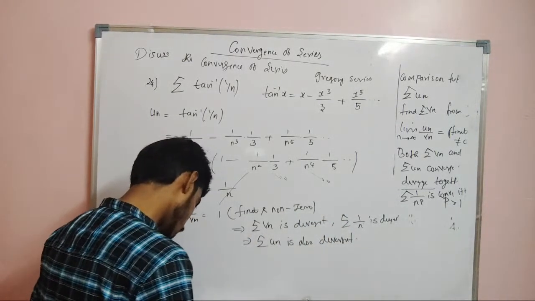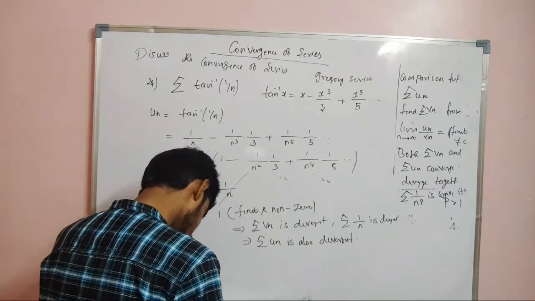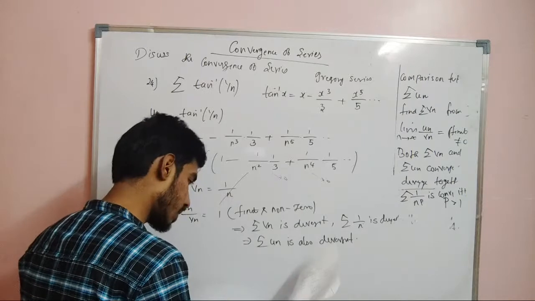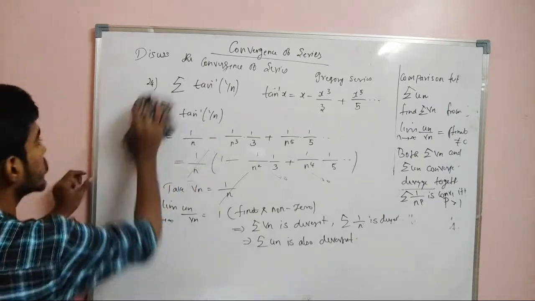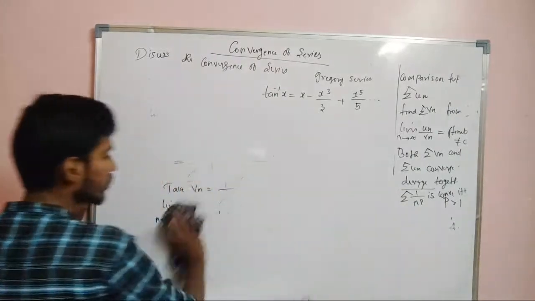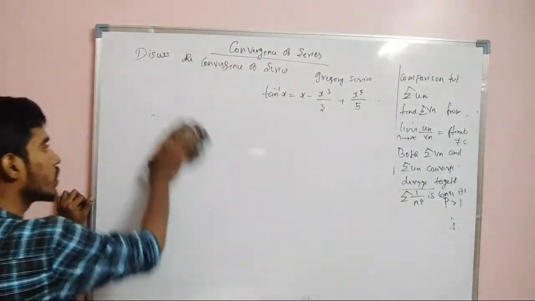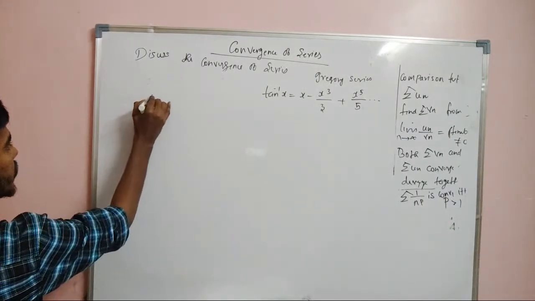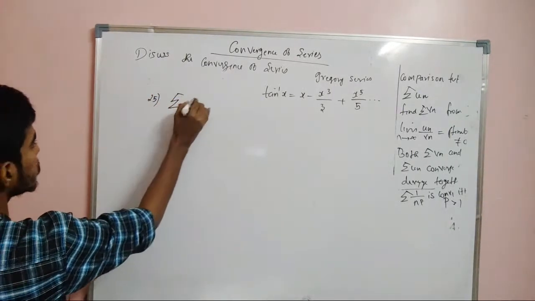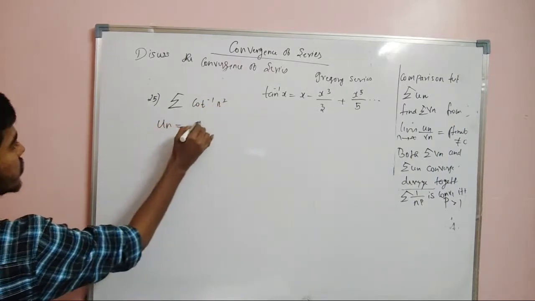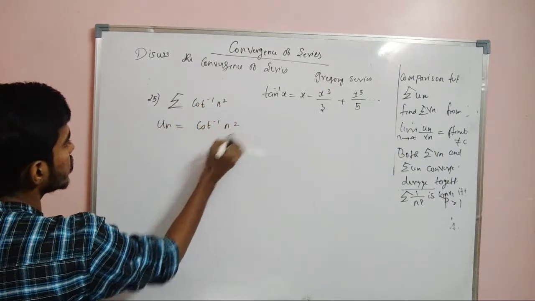Now the next problem is cot inverse n square. This is the last problem in comparison test. Next we will move on to the ratio test, D'Alembert ratio test. Now 25th problem is summation cot inverse n square. So we have un is cot inverse n square.